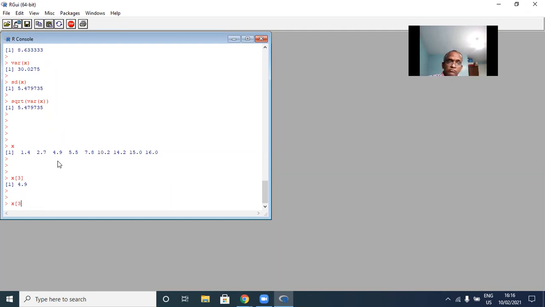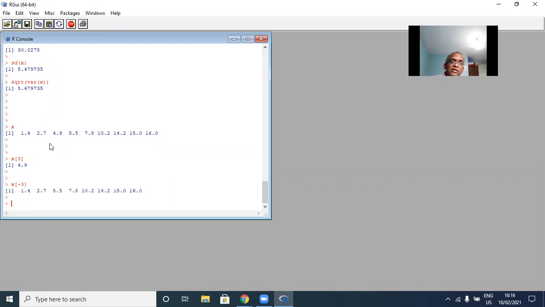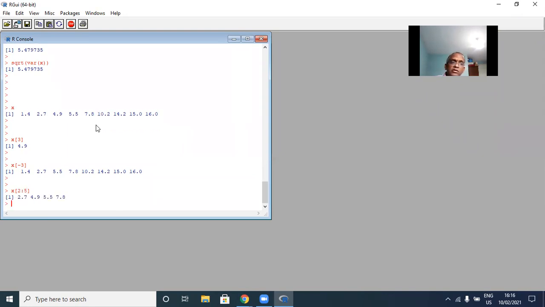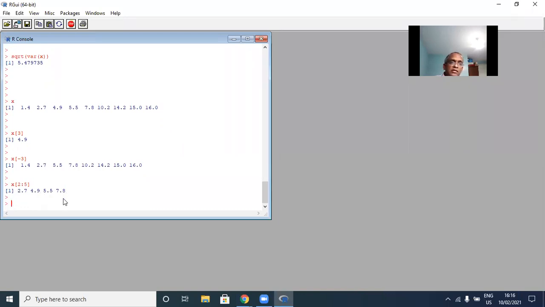Now, on the other hand, you should type this. What this does is it removes the third element from the vector. So you see, if you remove 4.9, it gives you 1.4, 2.7, 5.5, up to 16. Right, now you should type something like this. What it does is it picks the second to the fifth element in the data set. So it goes from 2 to 5. So it picks the second, third, fourth, and the fifth elements, which are 2.7, 4.9, 5.5, and 7.8.